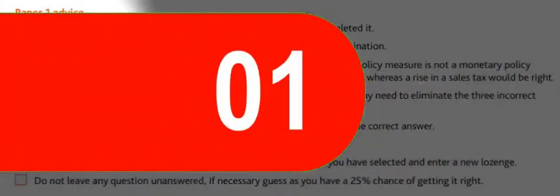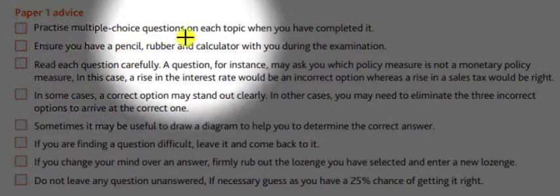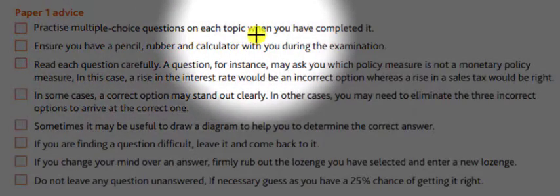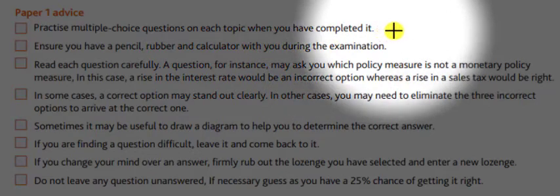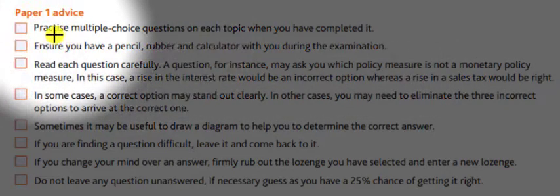The first and a very basic tip is to practice multiple choice questions on each topic when you have completed it. As you know that there are 6 sections in O-Levels Economics 2281 syllabus. So when you complete section 1, I will advise you to do a lot of practice of the MCQs of that section. Do the practice of topical MCQs.